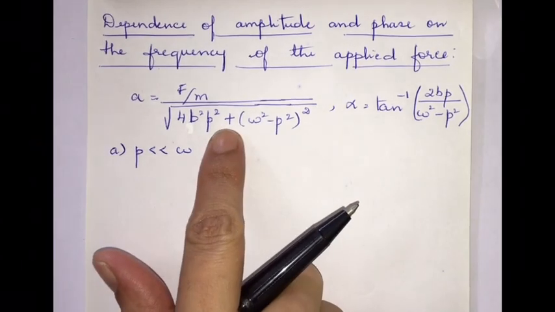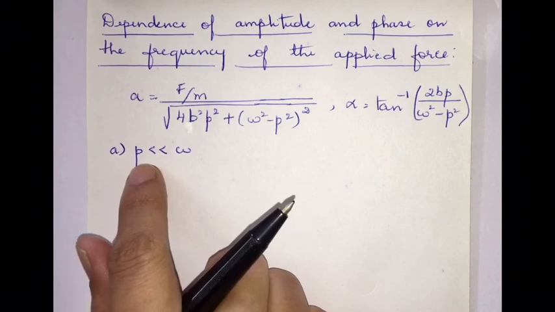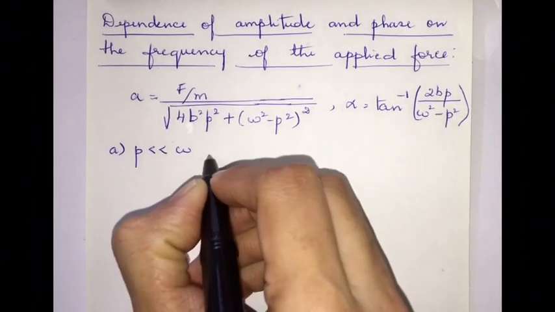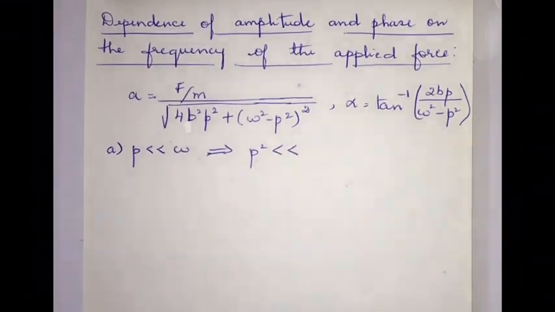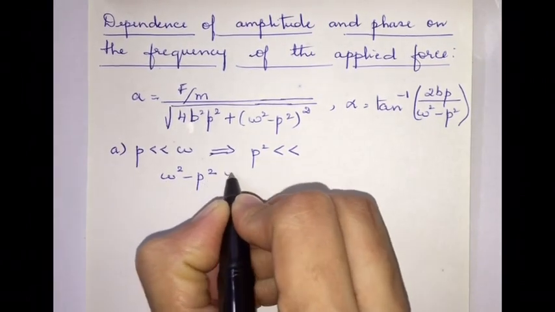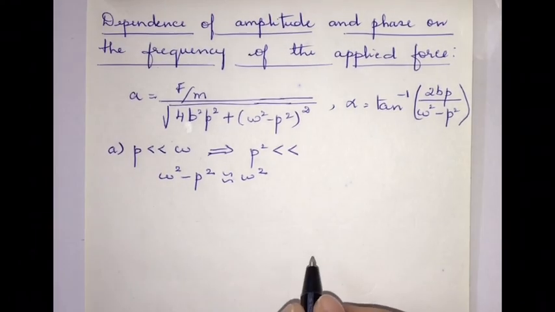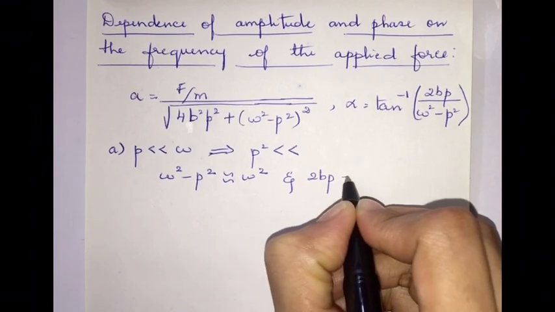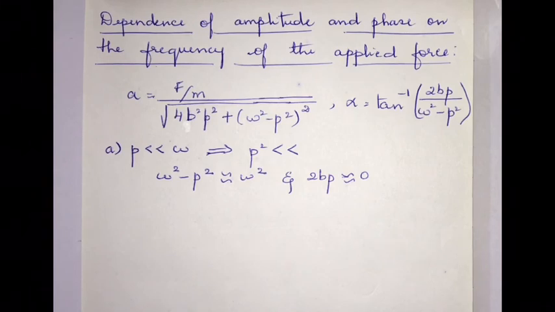If we consider the equation for amplitude and phase, and the applied frequency P is very small when compared to omega, then P square will be very small. So omega square minus P square will be almost equal to omega square, and 2BP will be almost equal to 0 because this is a very small number.